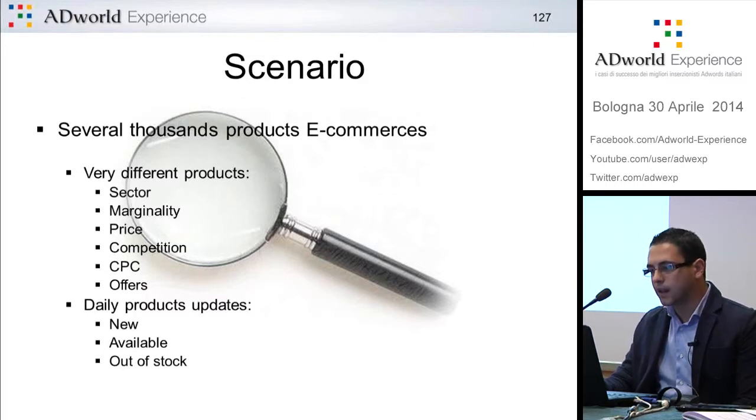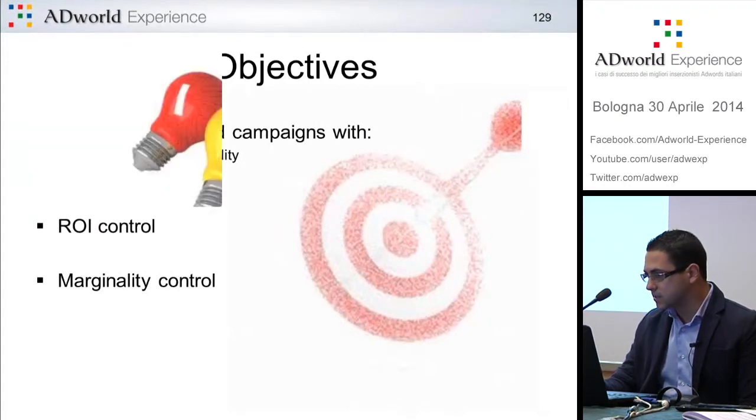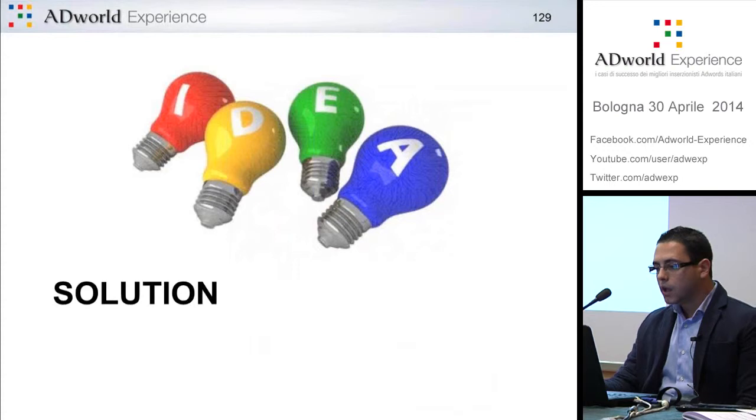A customer who finds himself in such a situation normally requires advertising campaigns to reflect as best as possible the status, the conditions of his warehouse. And this leads us to focus on campaigns which are constantly in line and synchronized with goods in stock, as well as to control ROI and the margins of the campaigns.